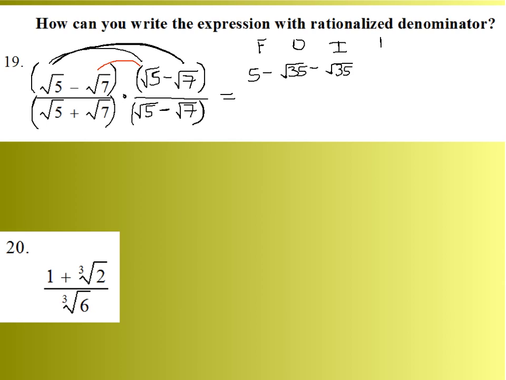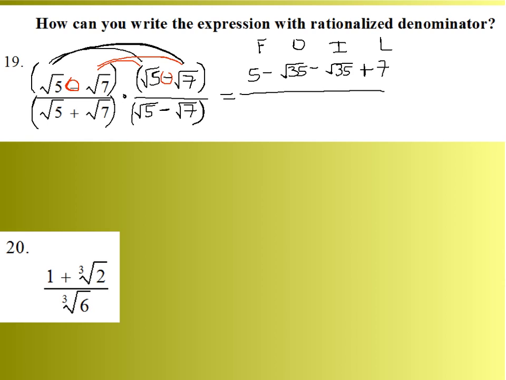It's my inside terms. And my last terms are going to be the square root of 7 times the square root of 7. Here, both signs are negative, so a negative times a negative is a positive. And then the square root of 7 times the square root of 7 is just 7.